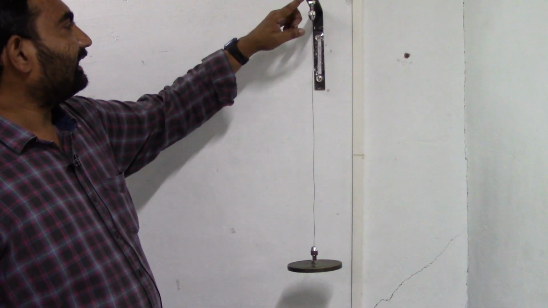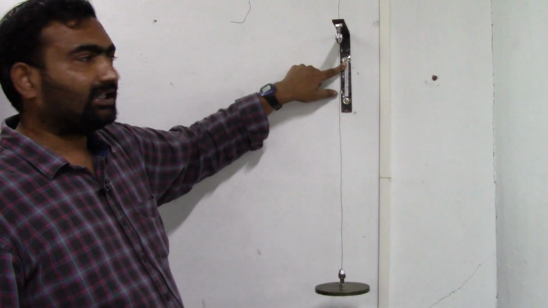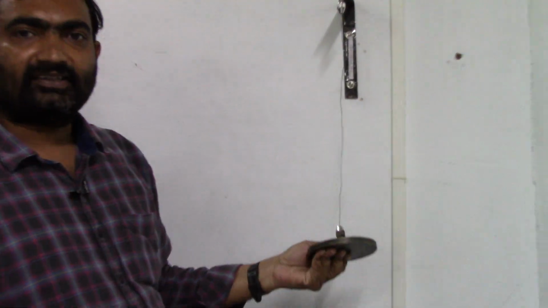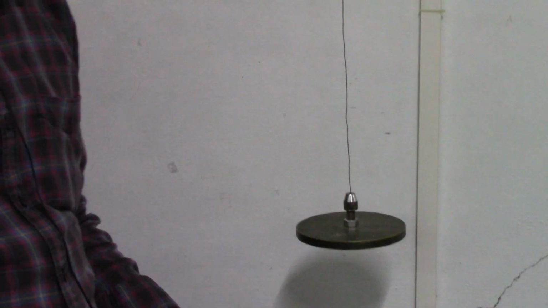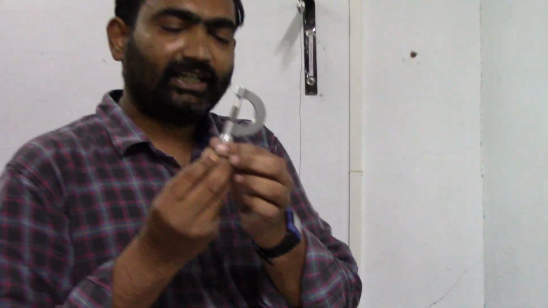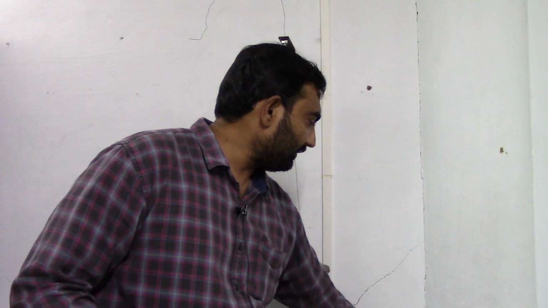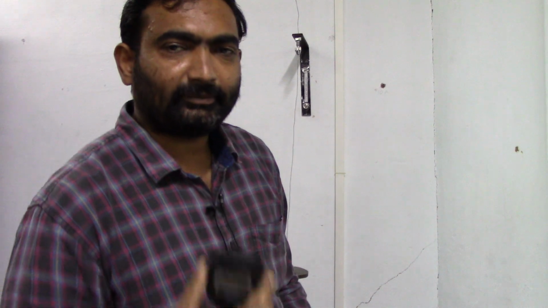This is the L-shaped clamp which is mounted to the wall, and this is a steel wire, and this is a brass disc. Just these are the apparatus, and apart from this we have a screw gauge, vernier calipers, a meter scale, and a timer. So these are the apparatus required for this experiment.